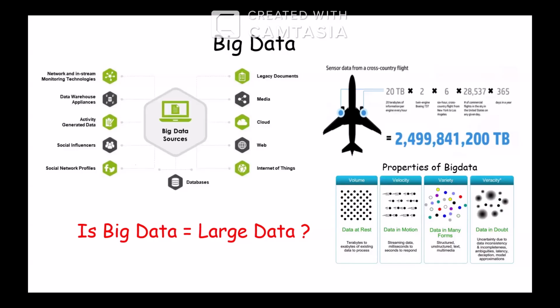Usually we define the properties of big data with different V's. Here I am explaining 4 V's, but there are 5 V's, 6 V's, 7 V's, even 11 V's. But the 4 important V's are volume, velocity, variety, and veracity. The first one is actually the volume that deals with the storage.